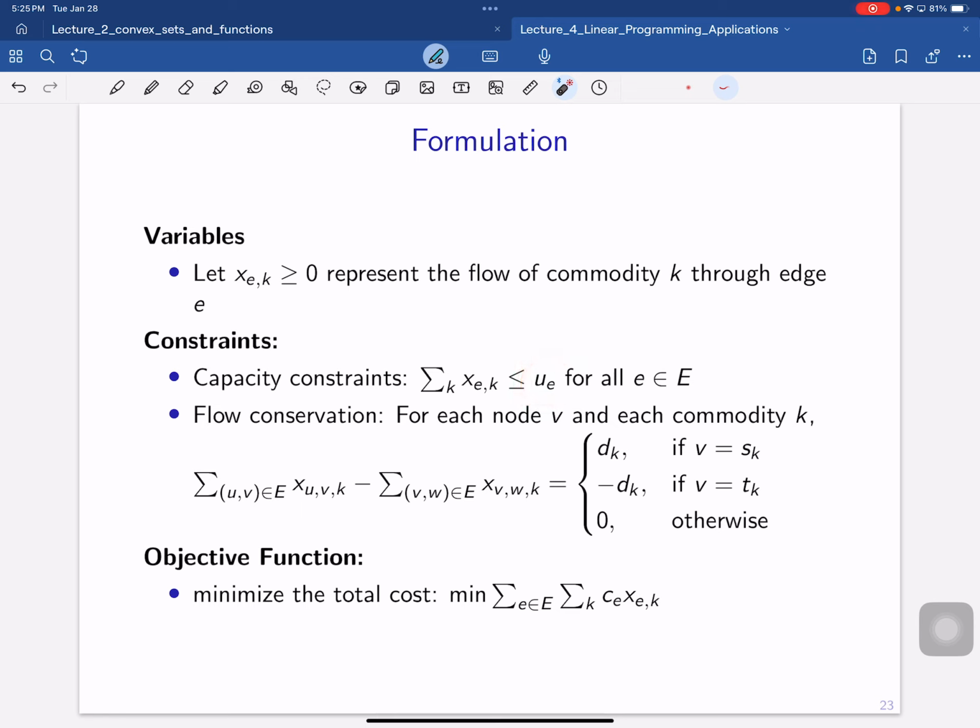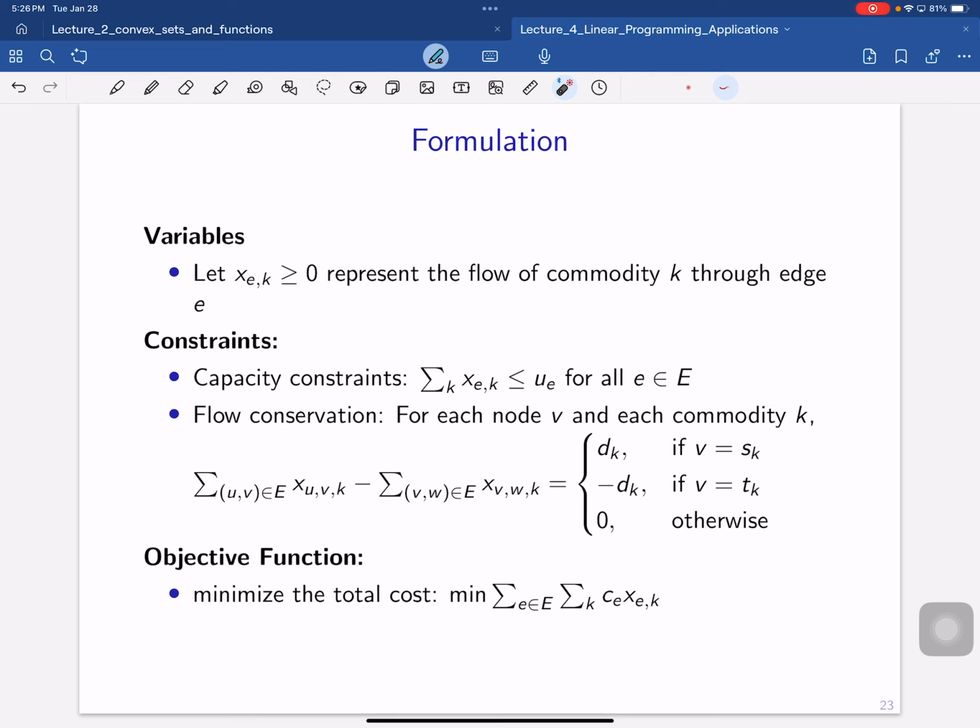Then the next constraint you have is called the flow conservation constraint, right? So you have some demand at the customer node. You need to satisfy those demands. And then you also have some, let's say, product at the source node. You must ship them out. But as for those intermediate nodes, they do not have demand. So that means what goes in has to go out, right? So there are 3 different types of node here.